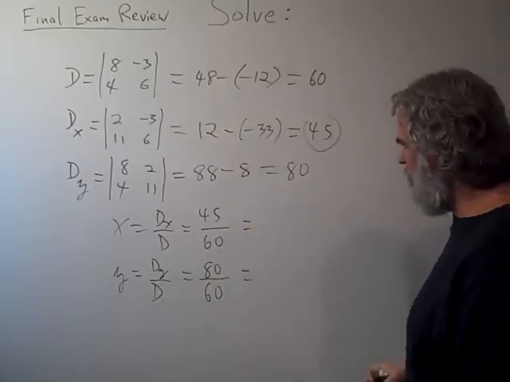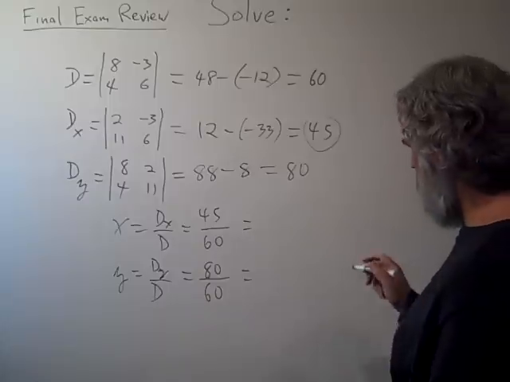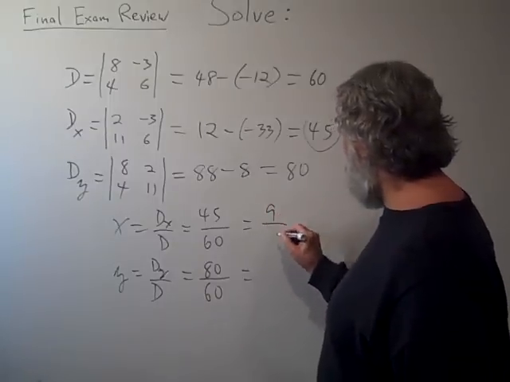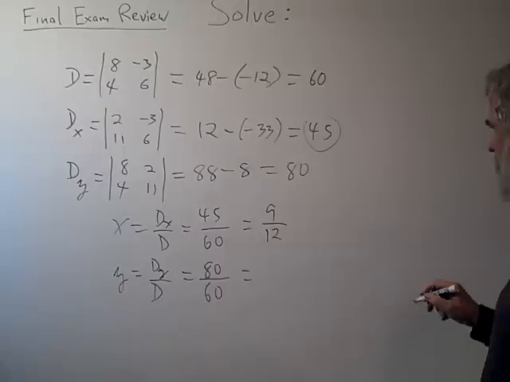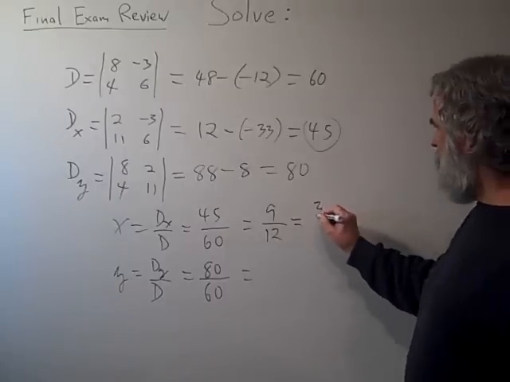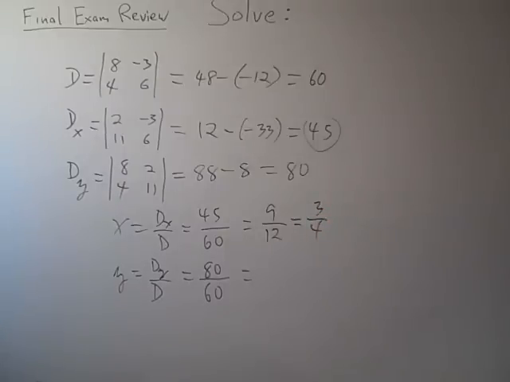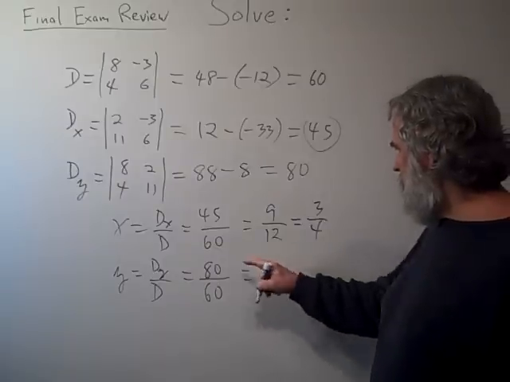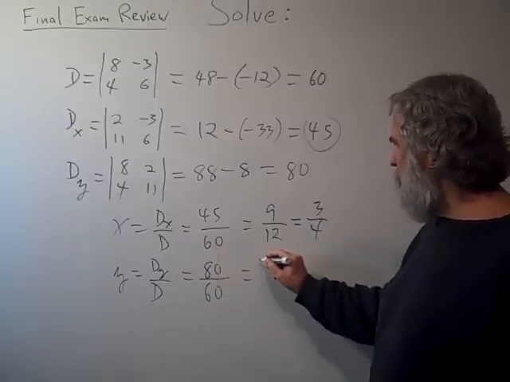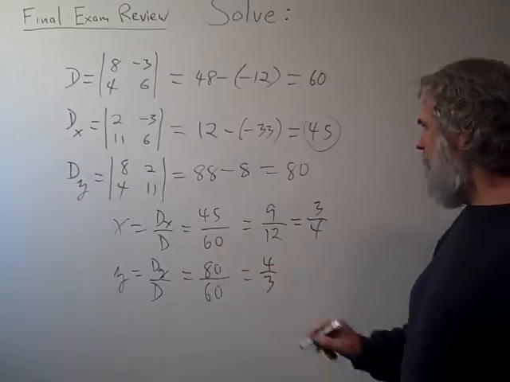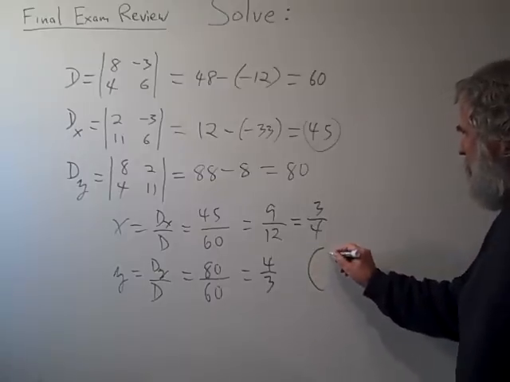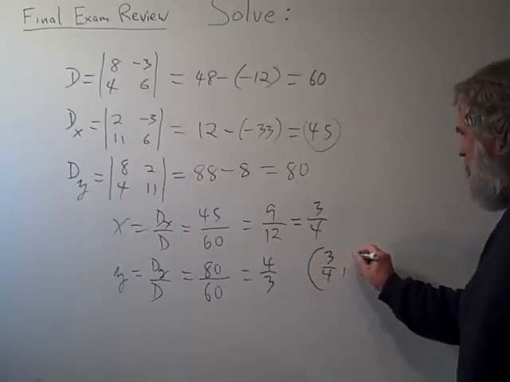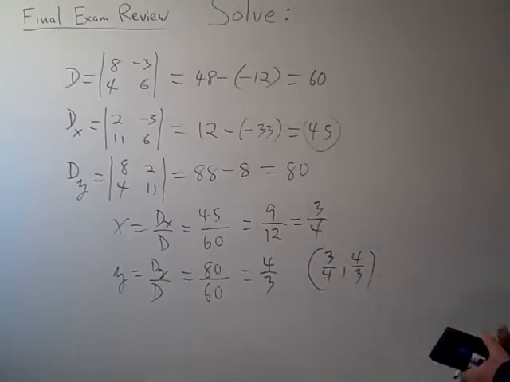And let's see, 45 divided by 5 is 9, 60 divided by 5 is 12. 3 goes into 9 three times, 3 goes into 12 four times. So x is 3/4, and y is 8/6, which is 4/3. So the solution point is the point 3/4, 4/3, the point where these two lines intersect.